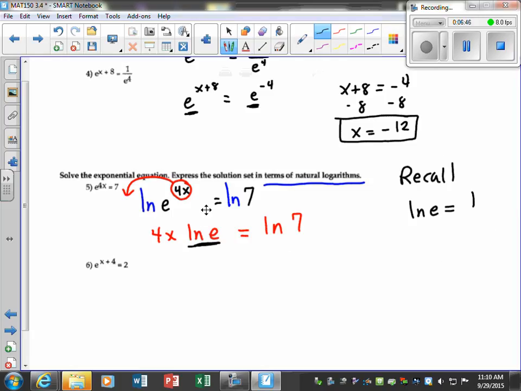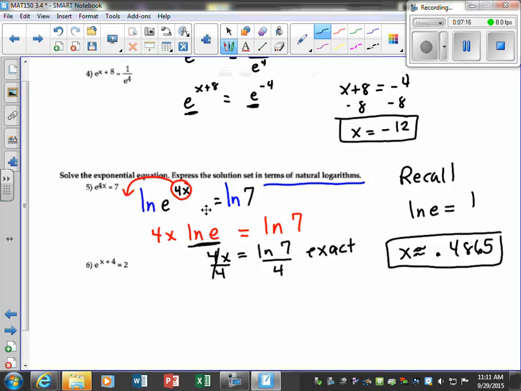And if this is just 1, what we have left is 4x is equal to the natural log of 7, and our goal is to solve for x, so we divide both sides by 4. Now, in my math lab, this is considered your exact answer. And then if you put this in the calculator, natural log of 7 divided by 4, x is approximately 0.4865. This is an approximate answer. So sometimes it asks for the exact, which would be this expression, and sometimes it asks you to give the approximate, which means put it in your calculator and solve.